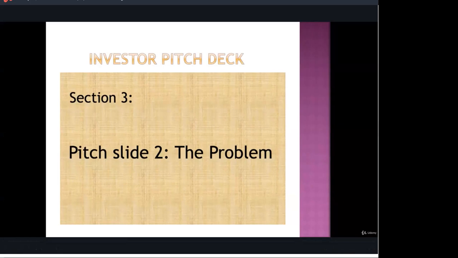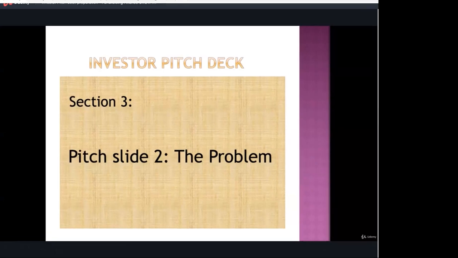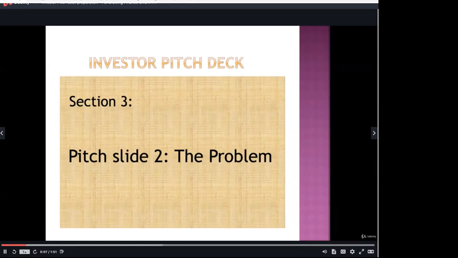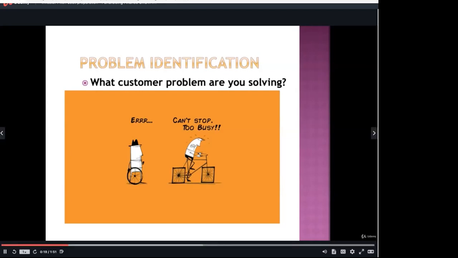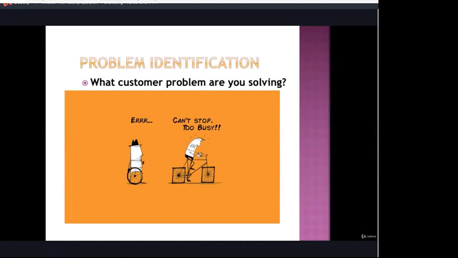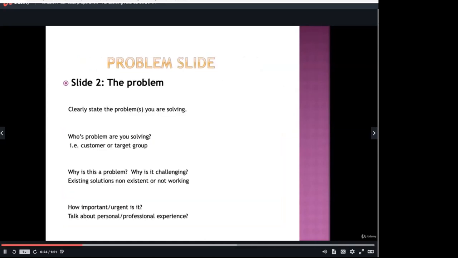Section 3, pitch slide 2, the problem. The first thing you have to identify and articulate is the customer problem. This is their pain point or obstacle they face in life. You must clearly state the problem that you are solving. Identify the customer or target group that have this problem.